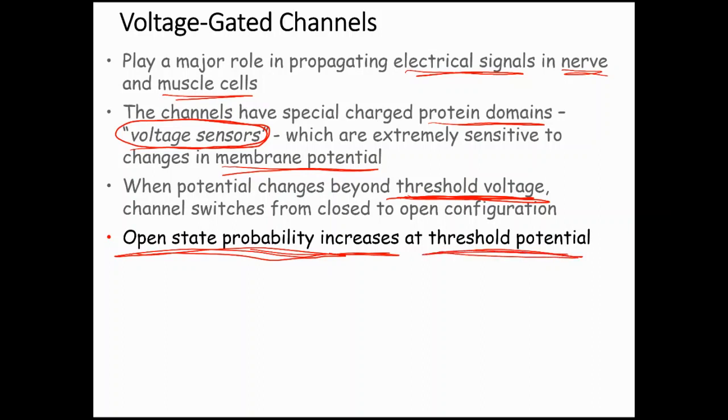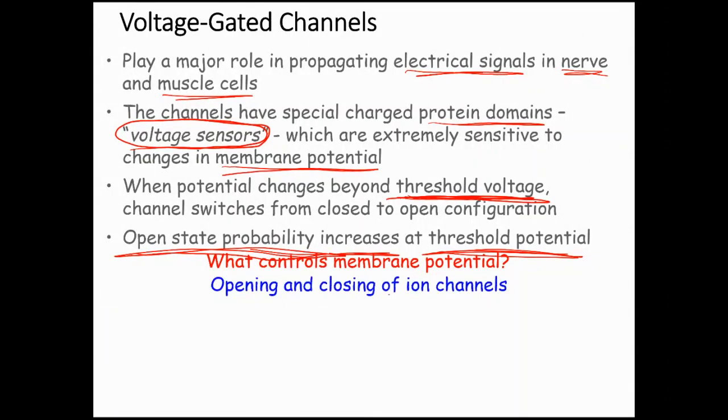All right. What controls membrane potential? This is an interesting thing here. Why do we even have a membrane potential? What is influencing or controlling the membrane potential? The opening and closing of ion channels. The opening and closing of ion channels can change the membrane potential. Do you agree? So what controls membrane potential is the opening and closing of various ion channels.